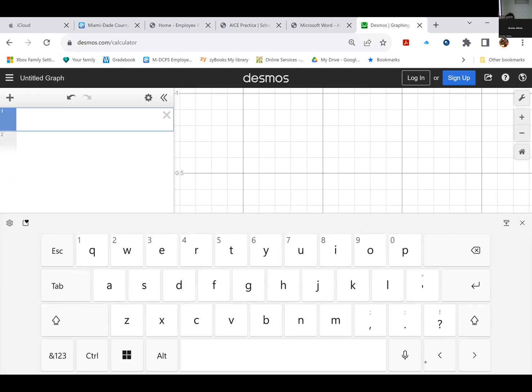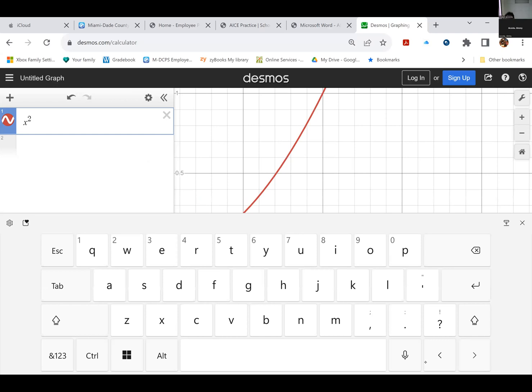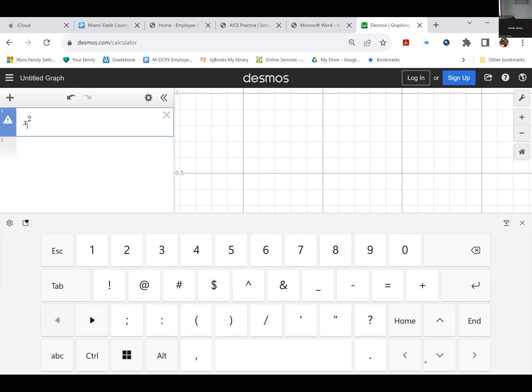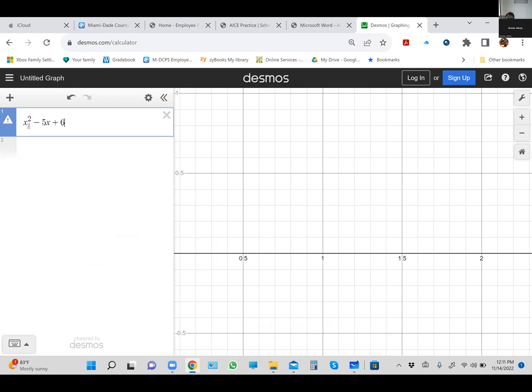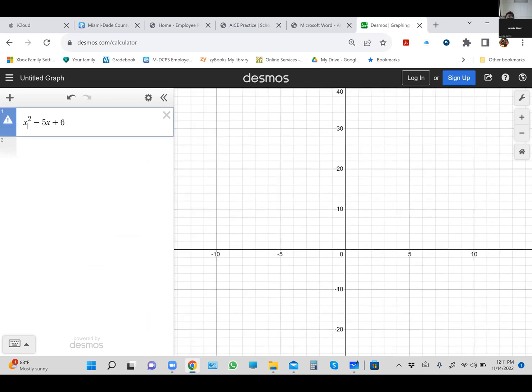Oops, wait, it has to be lowercase x. x raised to the second, what else? Minus, do you see my keyboard? Oh my gosh, there you go. Oh no, it has to be at the bottom. Minus 5x, right? What else? Plus 6. So if I did that and I press enter here, I should zoom out and I should see it, and I don't see it because I wrote something wrong.